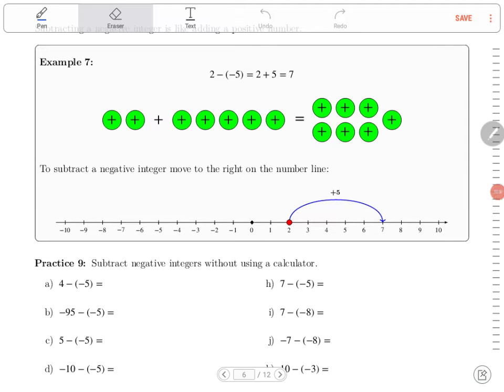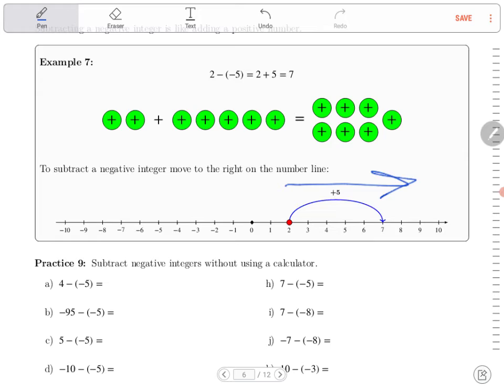Okay, so on the next page, the basic idea is that subtracting a negative integer is exactly the same as adding a positive integer. We see this here in example 7. The problem is 2 minus negative 5, and another way of writing that is 2 plus 5. So when we subtract a negative integer, we move to the right on the number line, so in the increasing direction.